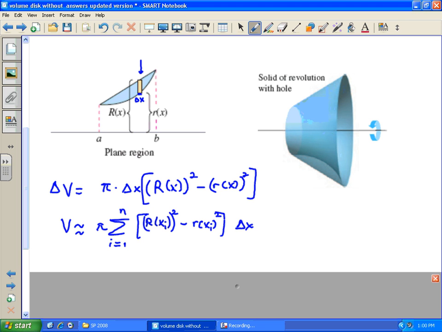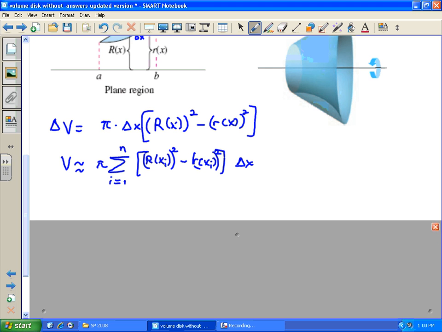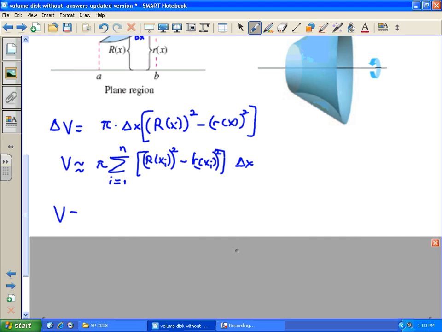There. Okay. And finally, how do we get the exact volume? Take a limit of this as n goes to infinity, right? So exact volume equals the limit as n goes to infinity of the above. Hopefully I can copy that myself.